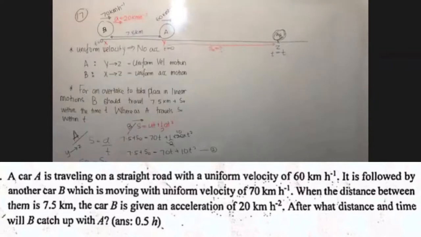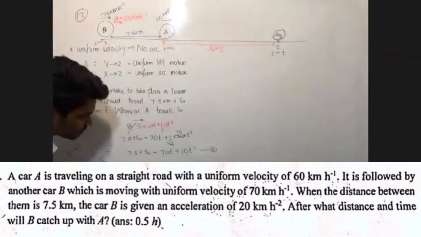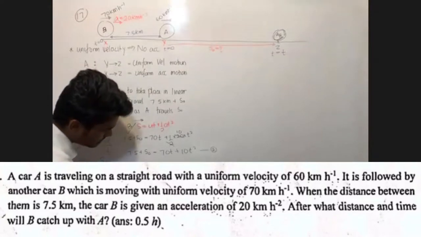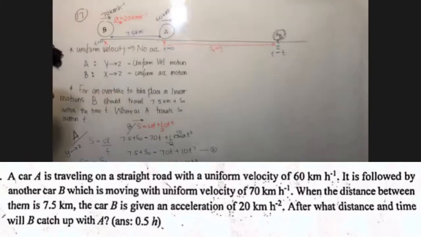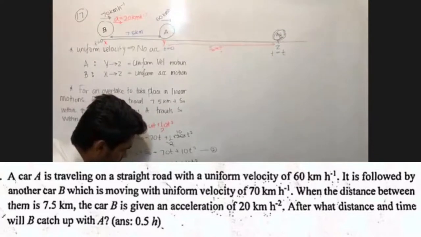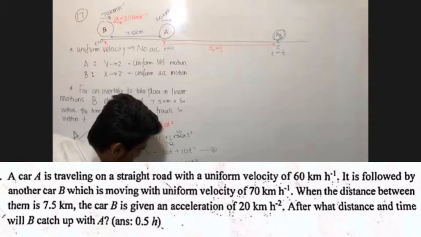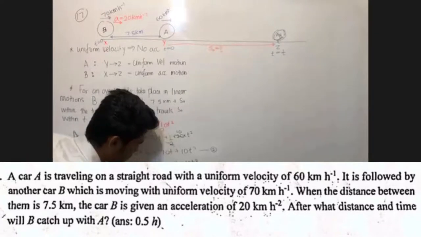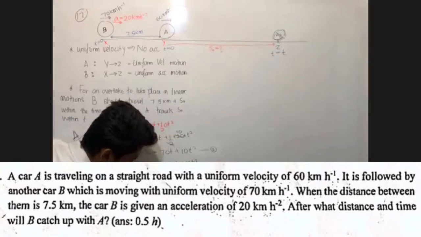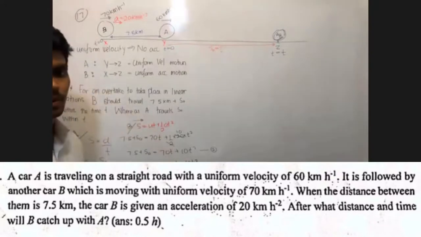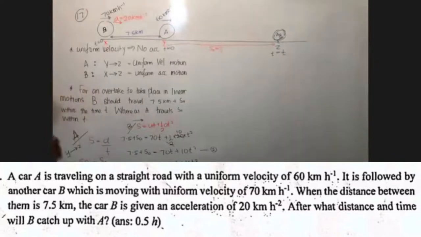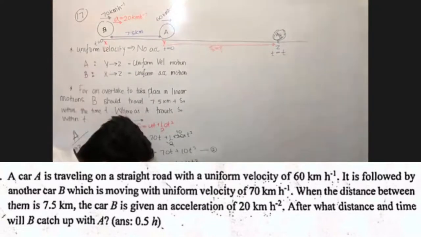Instead of S naught, you can substitute 60T. So 7.5 plus 60T equals 70T plus 10T squared. Take this to this side: 10T squared plus 70T minus 60T minus 7.5 equals 0. 10T squared plus 10T minus 7.5 equals 0. If you solve, you find the time T.